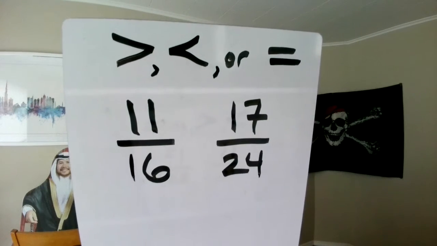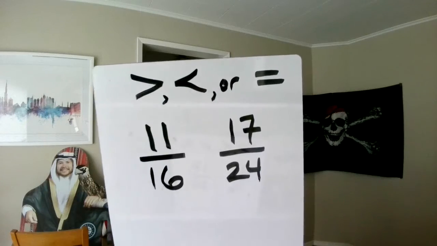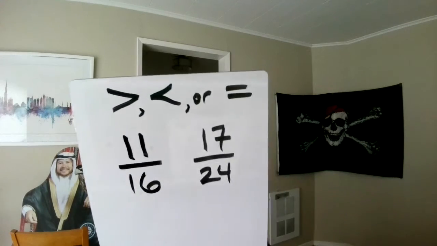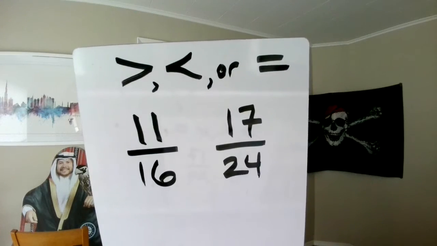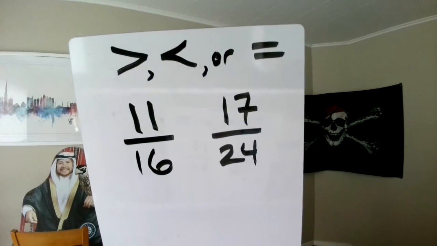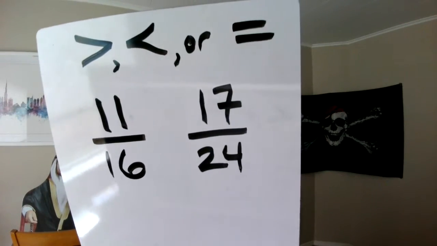So if I do 16 times 24, so if I multiply this one here by 24 over 24, and then this one over here by 16 over 16, that would work. That would give me a common denominator. But that number is going to be big. And that's why you want to use the least common denominator. We want to use the least common multiple to figure that out.